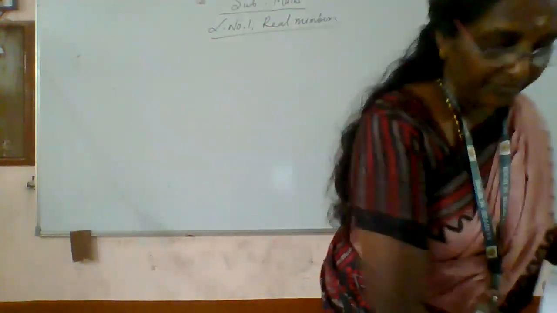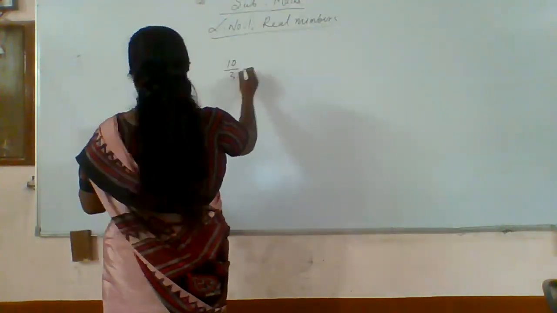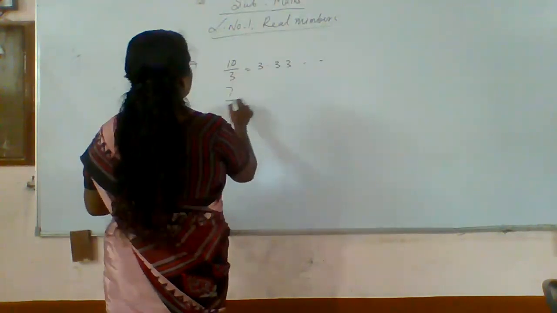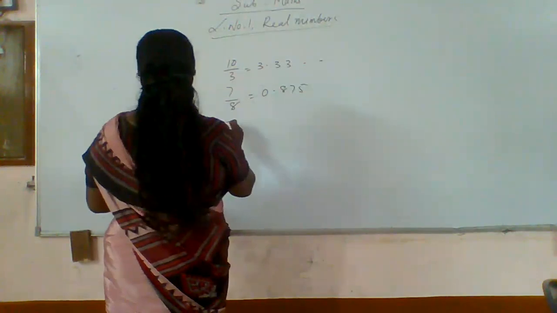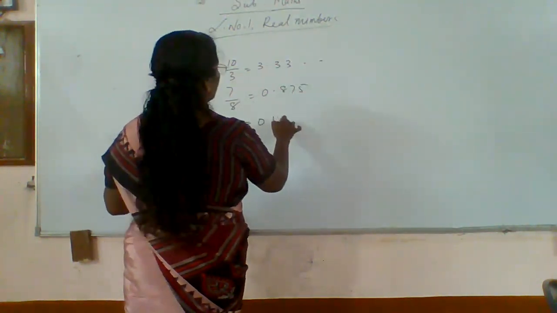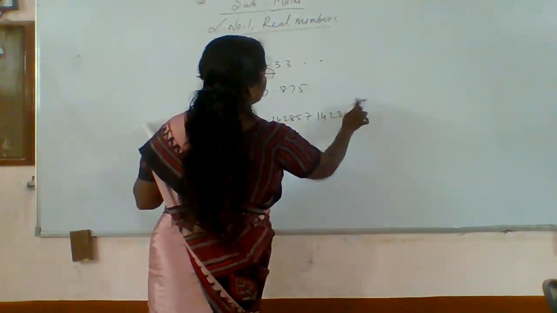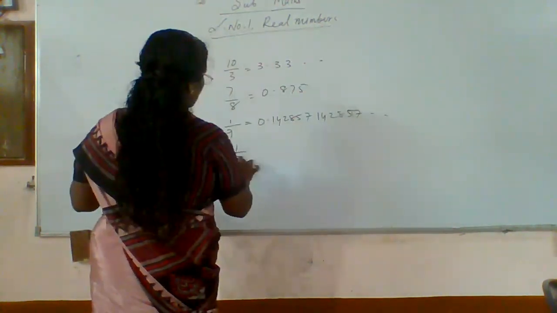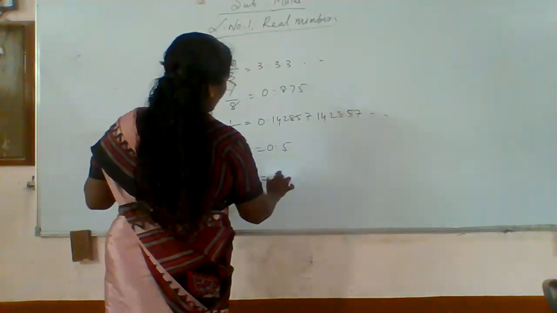Listen. 10 by 3 is equal to 3.333, etc. 7 by 8 is equal to 0.875, and 1 by 7 is equal to 0.142857, 142857, etc. And 1 by 2 is equal to 0.5. 1 by 5 is equal to 0.2, etc.